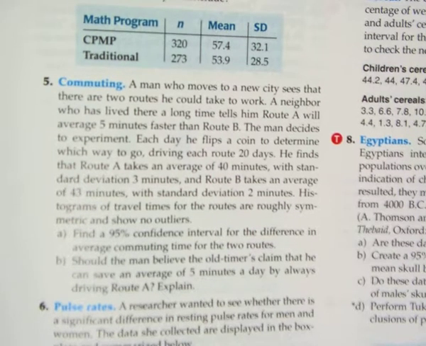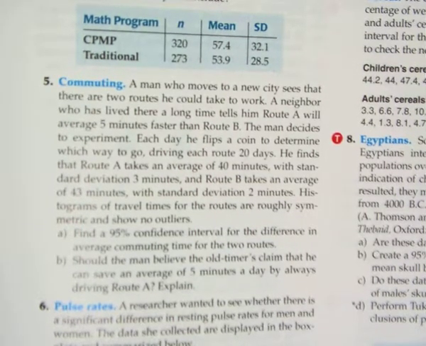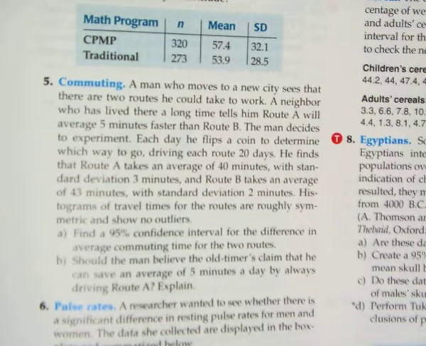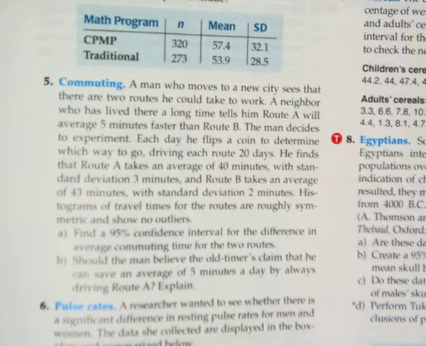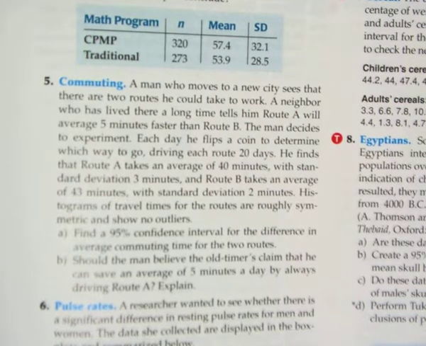All right, so problem 5, this commuting problem. The guy's going to go to work. He has route A and route B. He does 20 trials of each, and then he gets the statistics of each route. So we got to find a 95% confidence interval, and then he says that we got to figure out if, in part B, there's evidence that route A will save us 5 minutes.